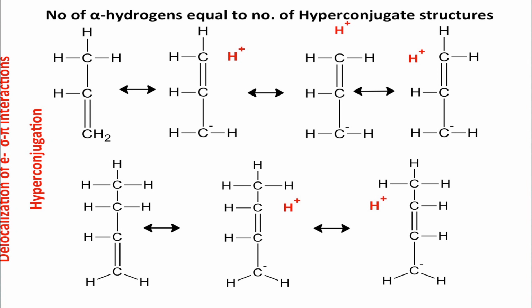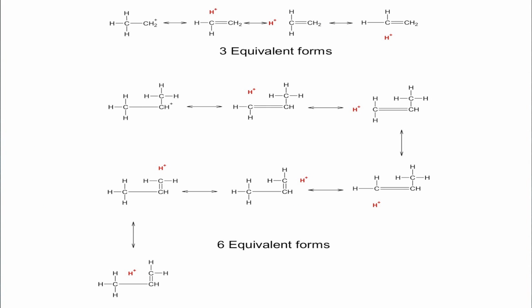Hyperconjugation can be explained based on the Saytzeff rule. That means dehydration of an unsymmetrical alcohol will give the highly substituted alkene as the major product. This can be explained by hyperconjugation. During the formation of an intermediate, what actually happens during the dehydration of an unsymmetrical alcohol is that it forms a carbocation.